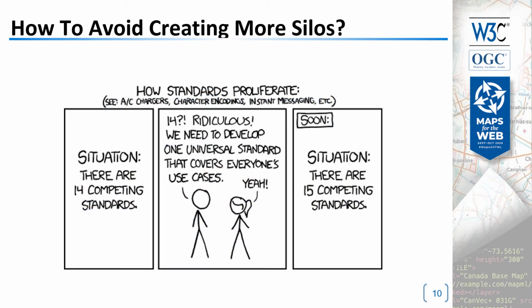But how do we avoid creating more silos in standardizing maps and spatial data for the web? The situation in web mapping standards is a little bit like this XKCD comic. There are probably more than 14 different ways to create a web map, and trying to make the situation better by adding another framework risks creating a worse situation. So what to do? Can we fix the situation by adding another standard?